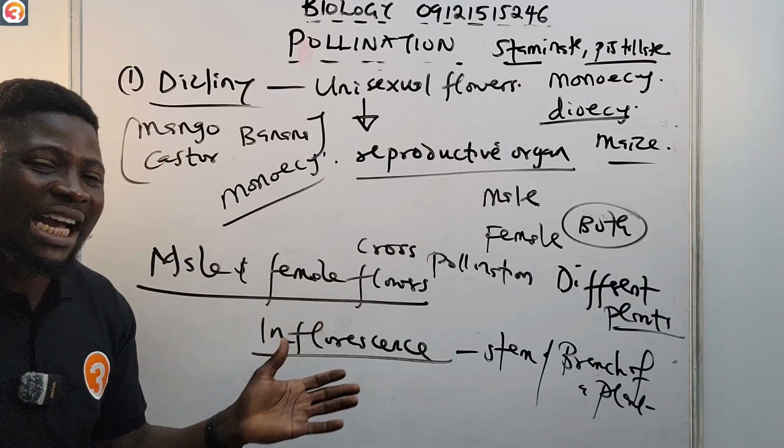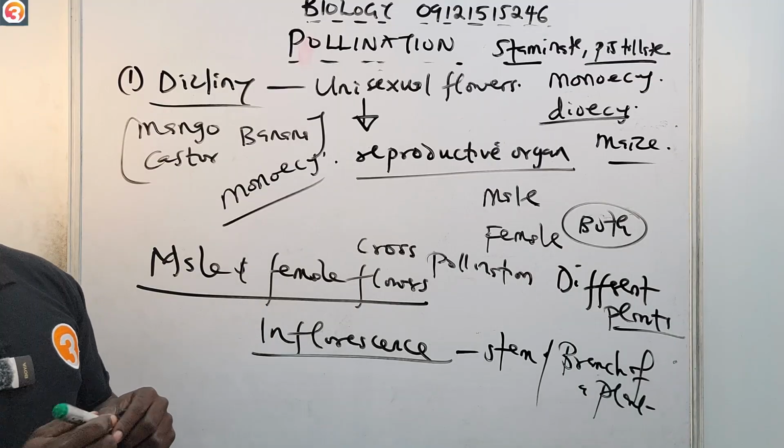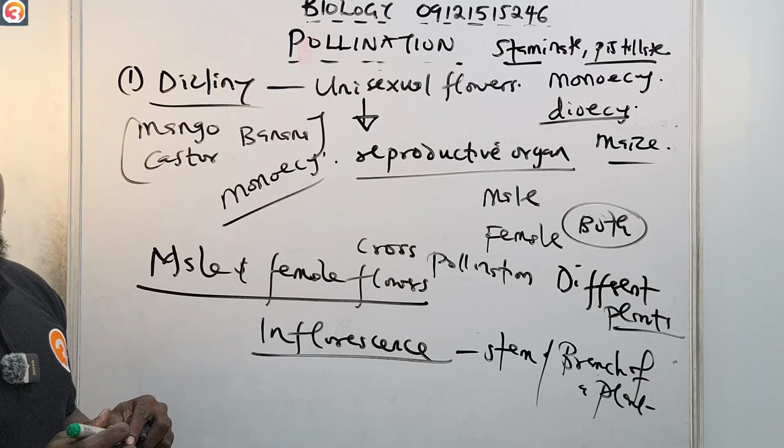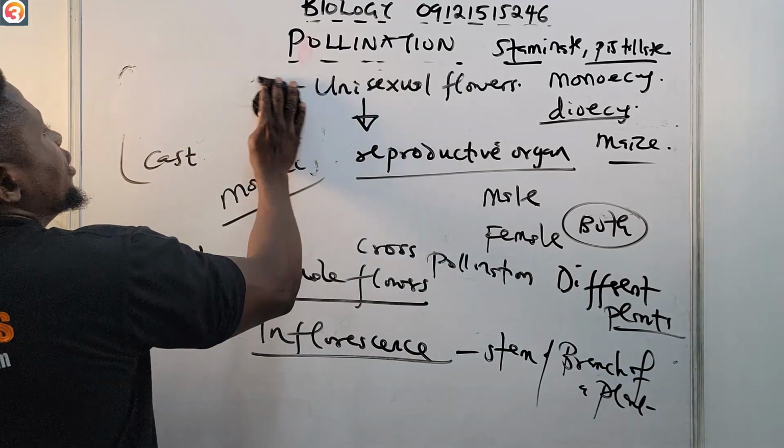The female. You cannot just have both. Okay, so that is that for that. Now, another factor that also encourages cross-pollination is called dichogamy. Okay, let's look at the other factor.